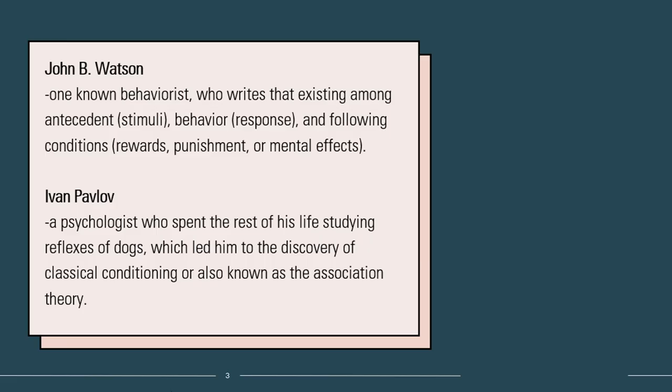So we have John B. Watson, one known behaviorist who writes that behavior exists among antecedents, behavior, and following conditions like rewards, punishment, or mental effects. His contribution emphasized the connection between stimuli, responses, and the conditions that follow, which can include rewards or punishment. His work focused on observable behaviors rather than internal thoughts or feelings, laying foundational principles for behaviorism.